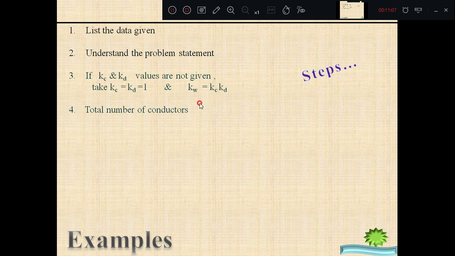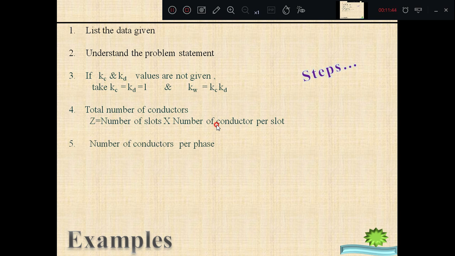The next step involved in the numericals is to calculate the total number of conductors. Most of the students are committing a mistake in finding out the conductors. Here there are n number of slots. In each slot there are 10 or 20 conductors placed. Then how to calculate the number of conductors? The total number of conductors is equal to the number of slots multiplied by the number of conductors per slot.